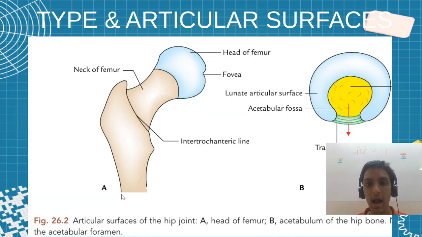So first, type and articular surfaces. These will be the articular surfaces. First let us see that. It will be the head of the femur and the acetabulum of the hip bone. The acetabulum of the hip bone and the head of the femur articulate to form the hip joint. And coming to the type, this is possibly the hinge variety of the synovial joint.